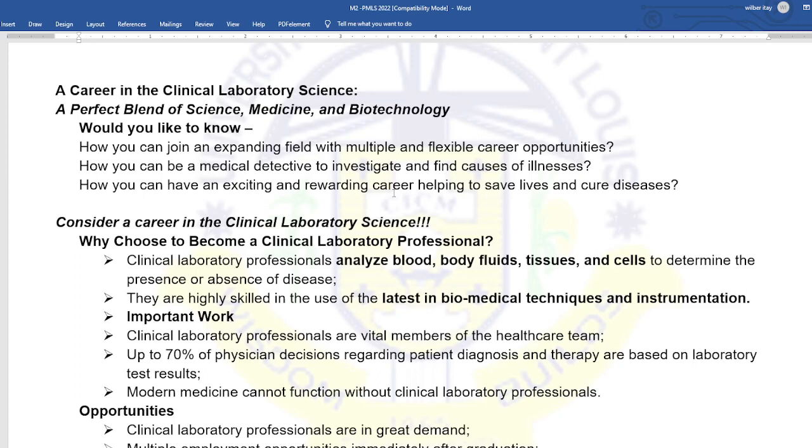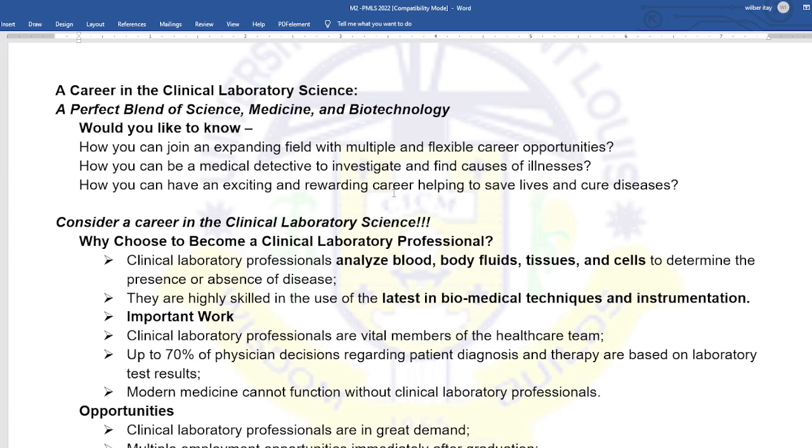Okay, so we move to the second part of our discussion. It's about a career in clinical laboratory science, or the different career opportunities for a medical technologist. Aside from working as clinical laboratory scientists, what are other career opportunities that we have? Here, a perfect blend of science, medicine, and biotechnology. Actually, this is true. For medical technology, it's about the combination of science, medicine, and biotechnology.